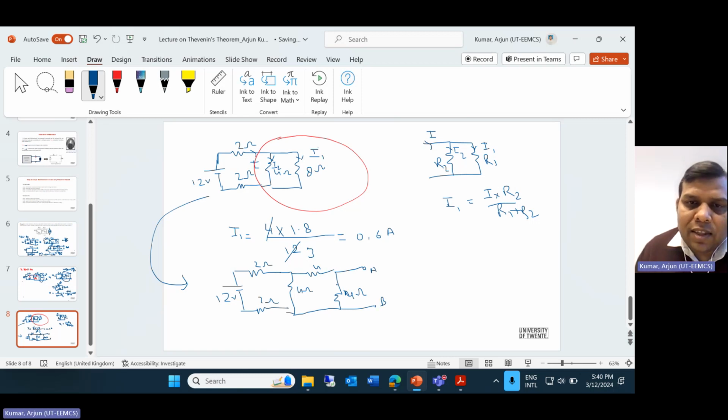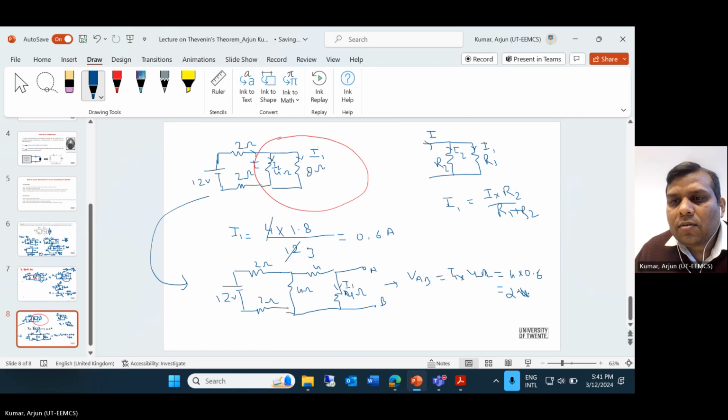Now we know the current, that is your I1 that we have calculated. When we know the current I1, then we can find out the voltage across this terminal. So this VAB will be I1 into this 4 ohm, right? That will give the voltage across terminal AB. So it's 4 into 0.6, that will be 2.4 volt. Okay, so that is your VTH.